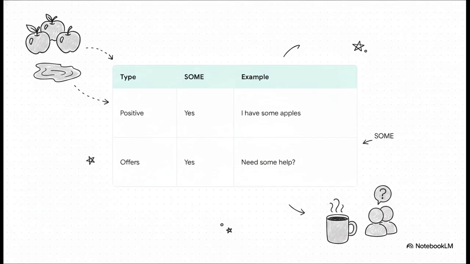And when you're making offers or asking for things, some totally softens the interaction. Asking, "Would you like some coffee?" or "Can I have some help?" sounds so generous and cooperative. It doesn't stress the exact number, it just politely offers an unspecified amount.